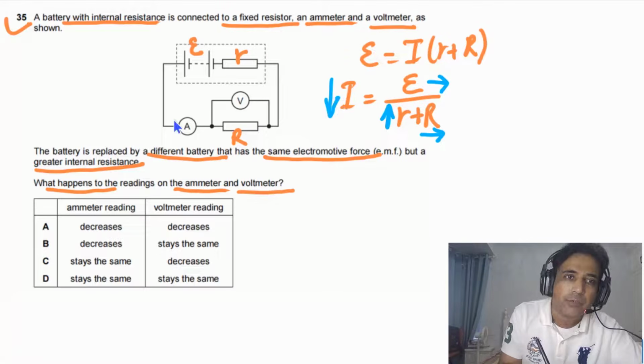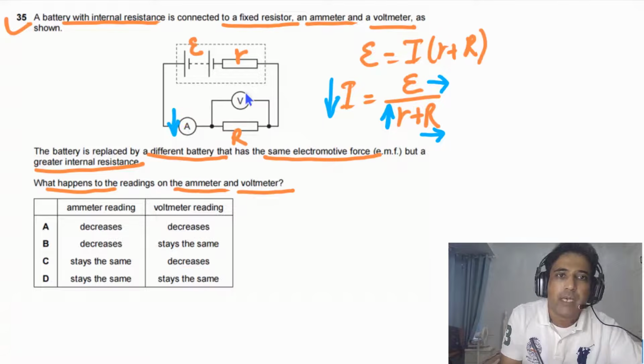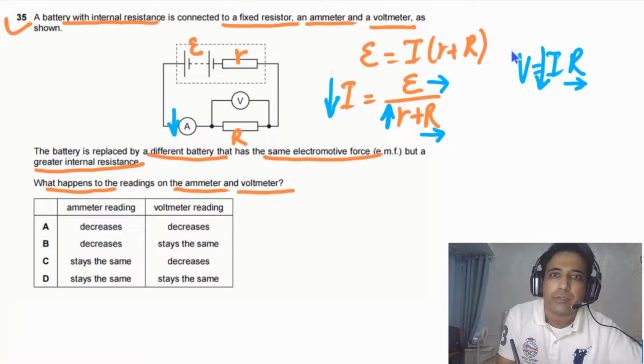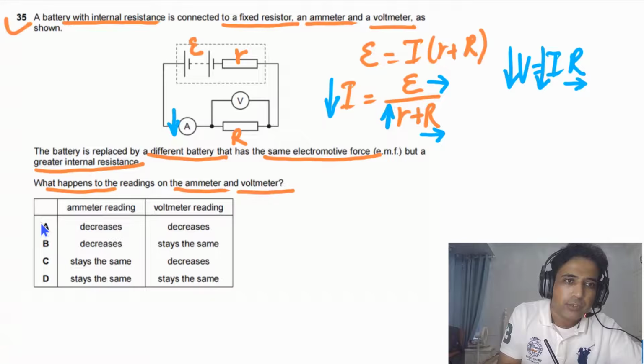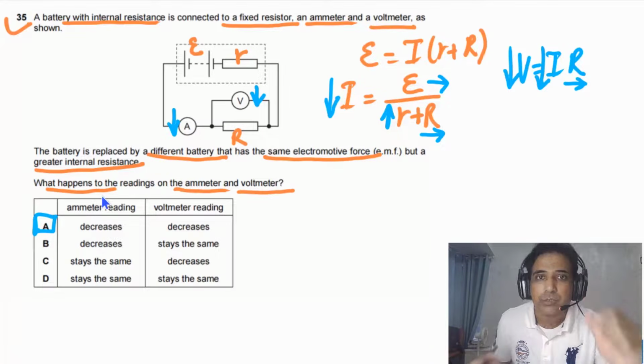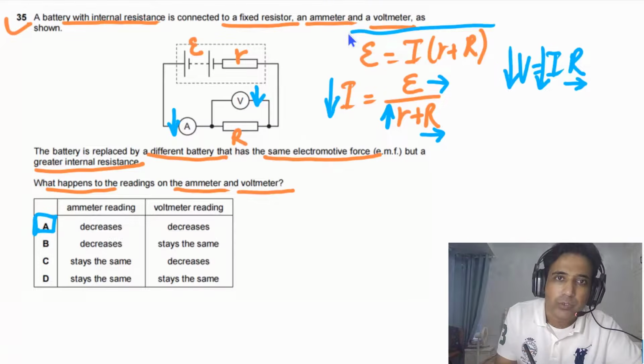So the ammeter reading will go down, and the value of V is equal to I times capital R. In this case, the load resistor resistance is constant but current decreases, so the voltmeter reading also decreases. So the ammeter reading will decrease, and the voltmeter reading will also decrease. So the answer for this question is A. A typical question also, so you need to understand this equation.